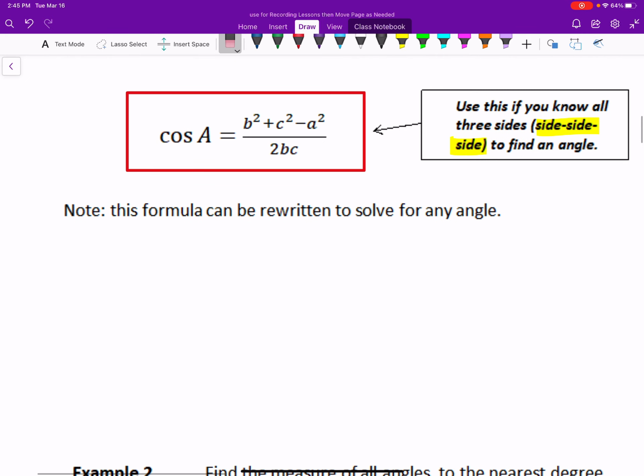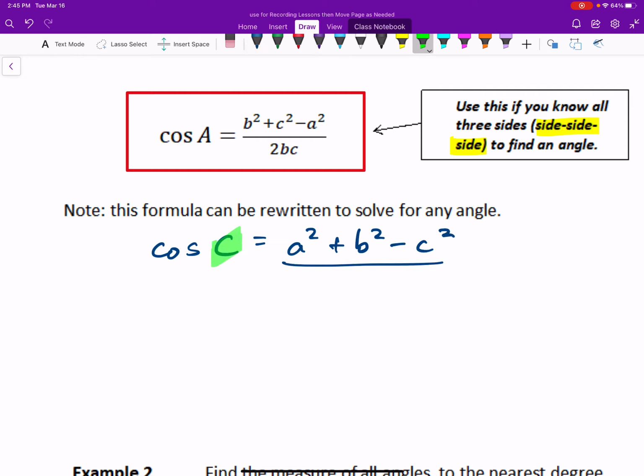And again, what if I was to rewrite it for a different side? I wanted to find angle C, then I could say cos C equals A squared plus B squared minus C squared. How did I know that so quickly? Well, because C was the side across from the angle I'm trying to find, so I subtract C in the numerator. And I also know that the denominator will be 2 times the other two sides, A and B in this case.